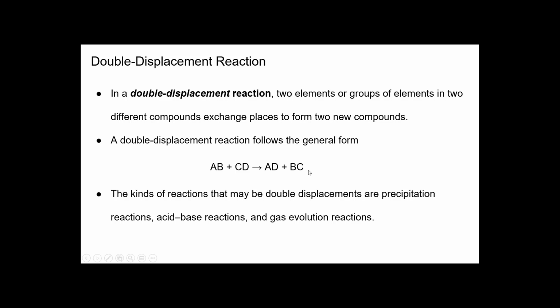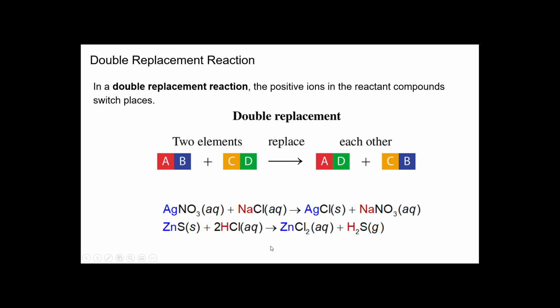So when I was talking about it earlier, where you have to switch ions, this is exactly what I was talking about. When you have to switch the ions to see what the solubility is. Double displacement precipitation reactions are a form of double displacement reactions. So here we go. Double displacement reactions are precipitation reactions, acid-base reactions, and gas evolution reactions.